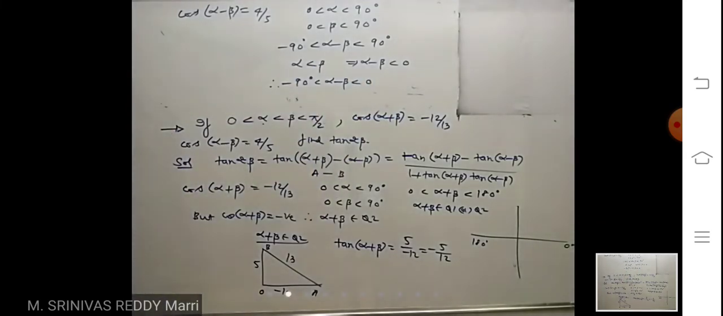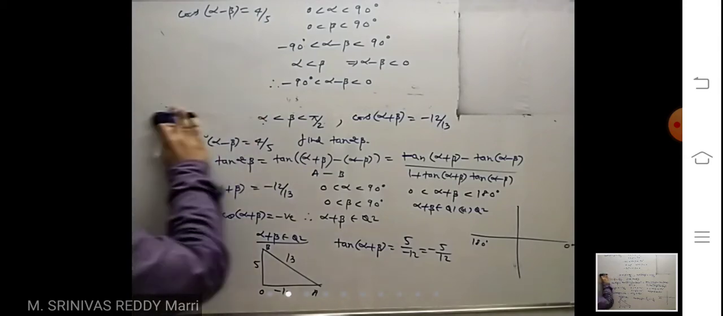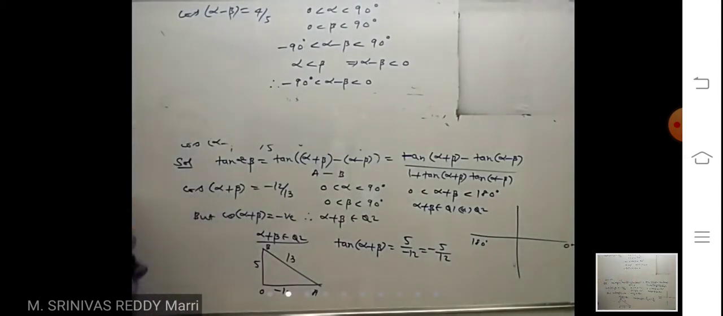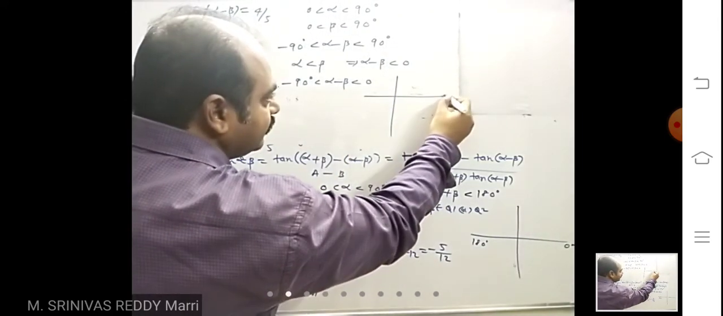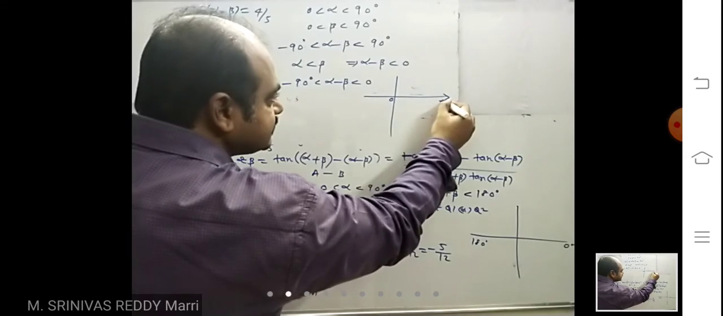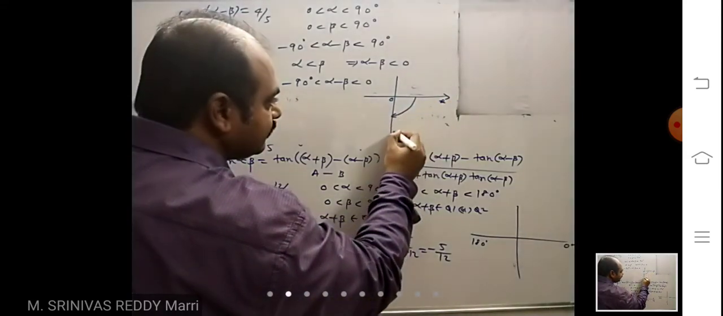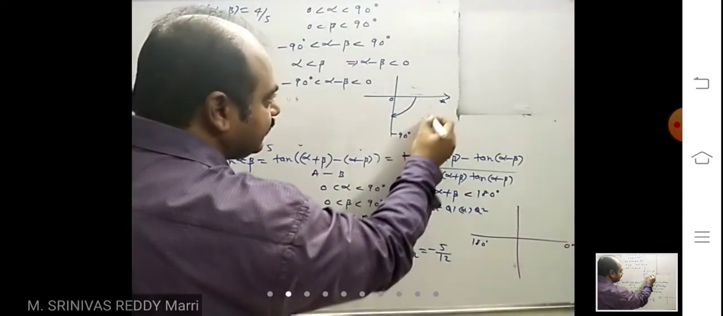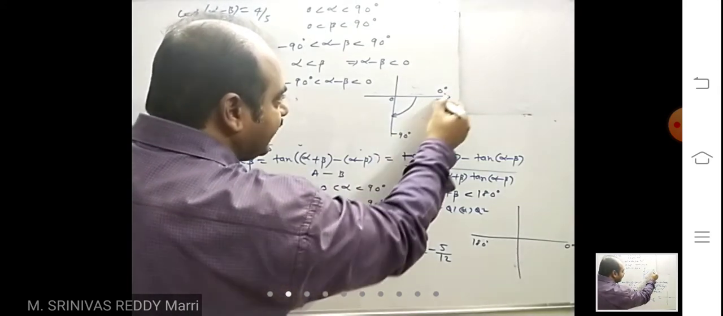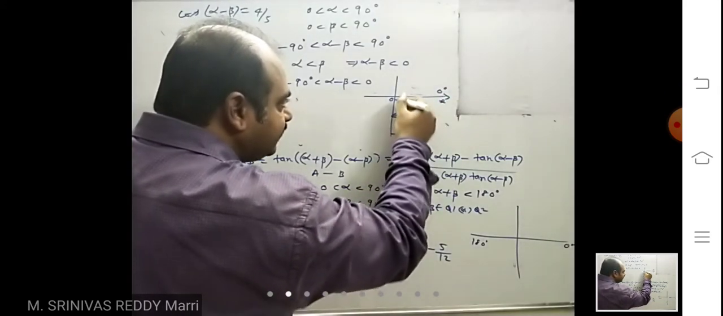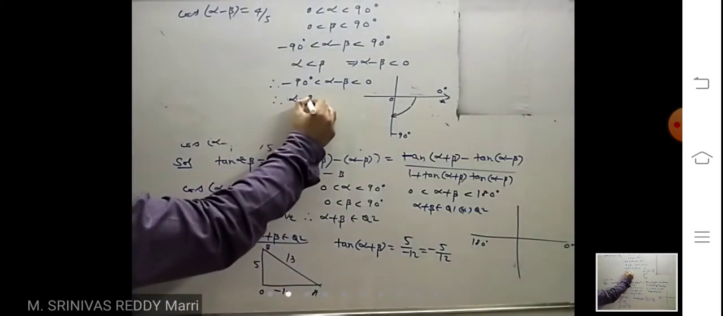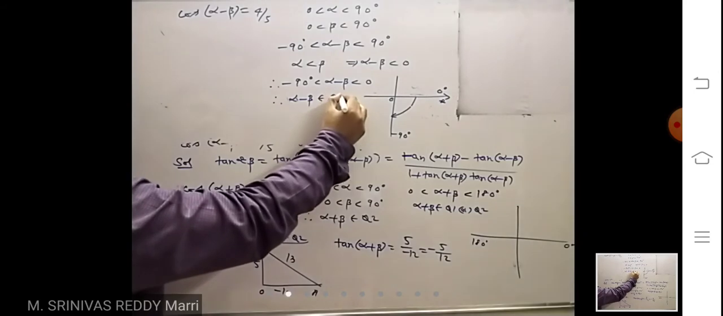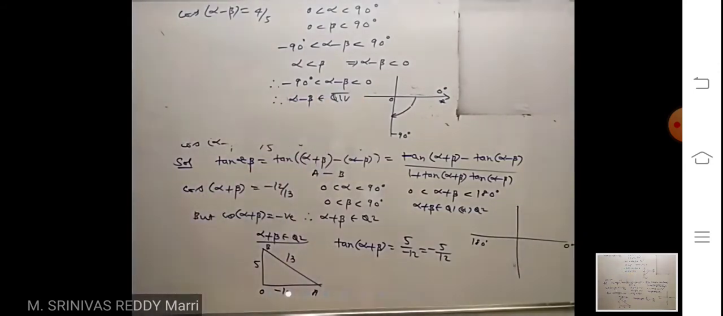Minus 90 to 0 means which quadrant? Look at. Where is minus 90? I told you, measure with OX. This is minus 90 and this is 0. Minus 90 to 0, if you draw any angle in this quadrant you will get it. Therefore, we can conclude that alpha minus beta lies in quadrant 4.